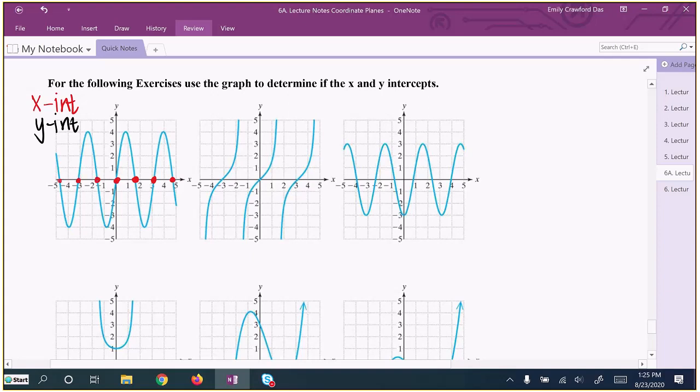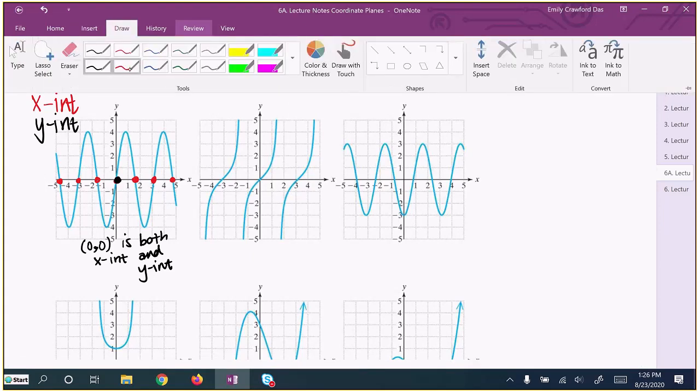And you can see that this graph actually has a lot of x-intercepts. It looks like the graph probably keeps following this pattern to the left and to the right, so it has potentially infinitely many x-intercepts. And what about y-intercepts? Well, because this graph was odd, I know that it passes through the point 0, 0. That makes 0, 0 both an x and a y-intercept. Okay, very good.